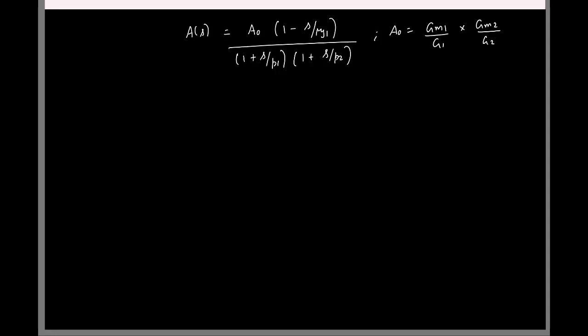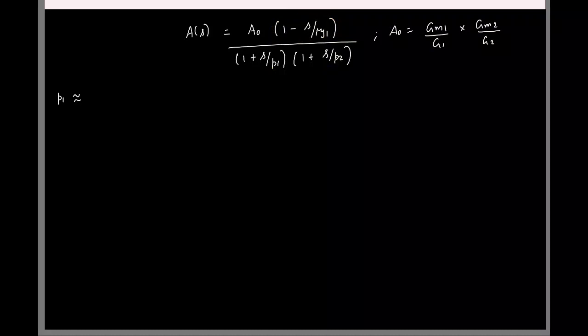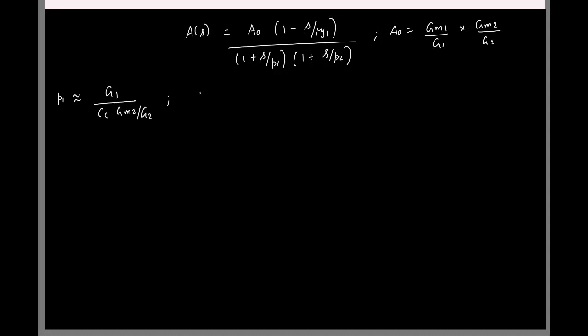So now let me quickly write down the pole locations again. What is the approximate location of the first pole? I will not write the minus because the way I have written the transfer function, I have already taken care of that. I don't have to worry about the signs because the 0 is now RHP and the pole is LHP. The pole is G1 by the Miller capacitance times GM2 by G2 roughly. The second pole was GM2 CC by C1 plus CC by C2 plus C1 CC by C1 plus CC, and we had an RHP 0 which was at GM2 by CC.